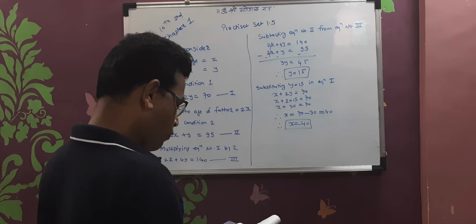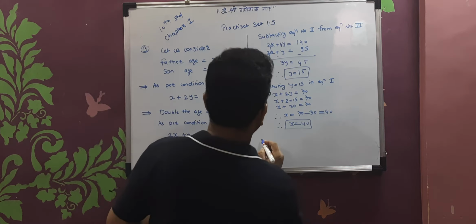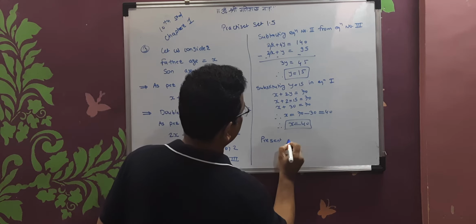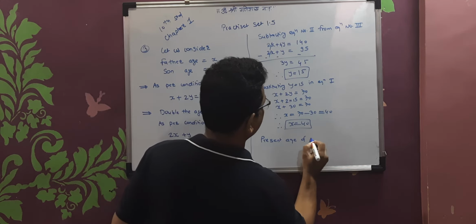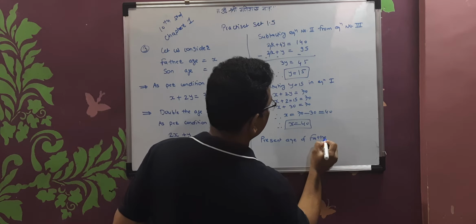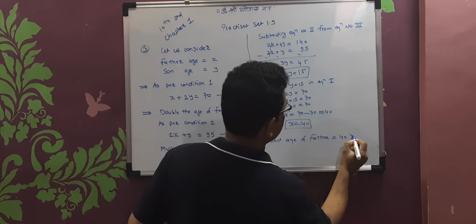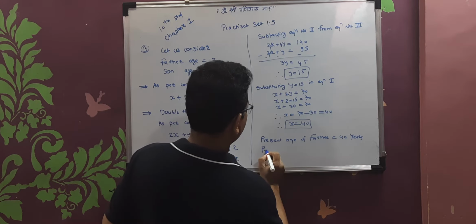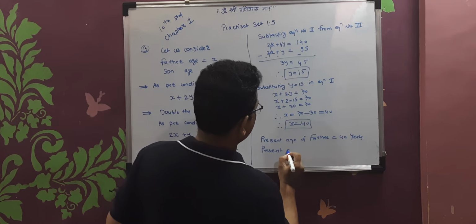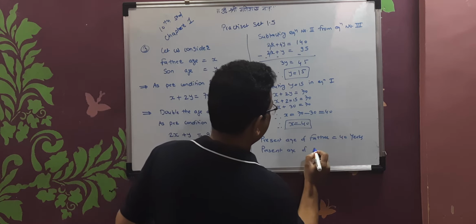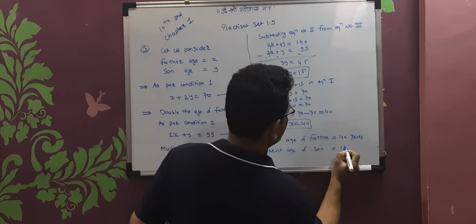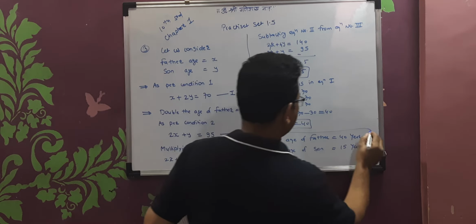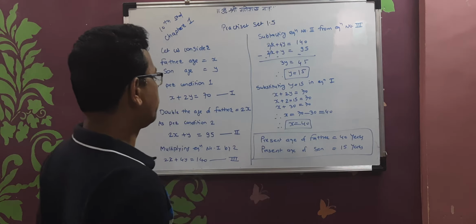So what they have written, find their present ages. So answer is present age of father is equal to 40 years and present age of son is equal to 15 years. So this is the answer of this problem.